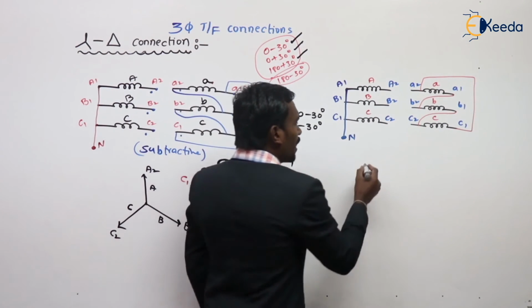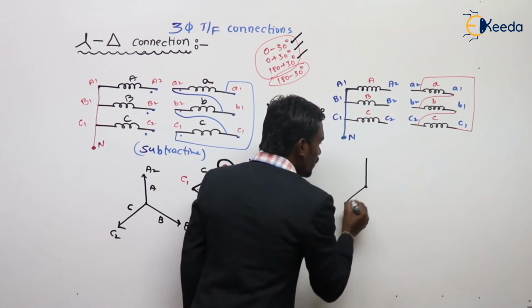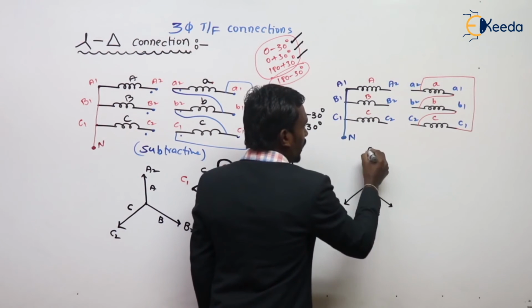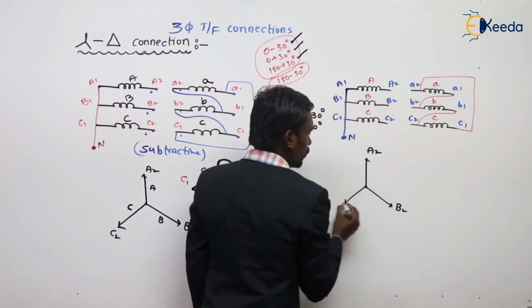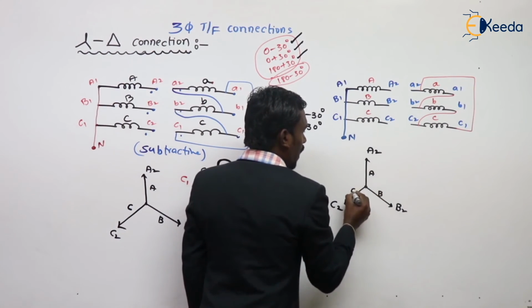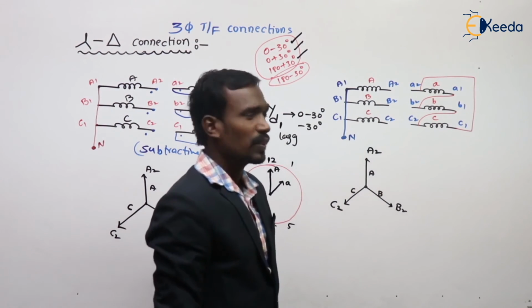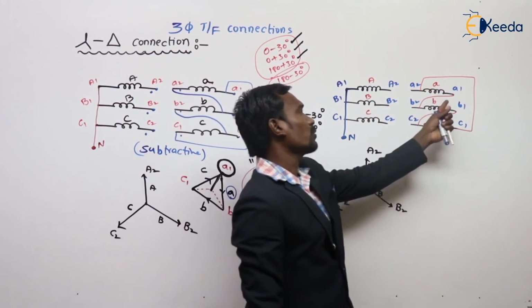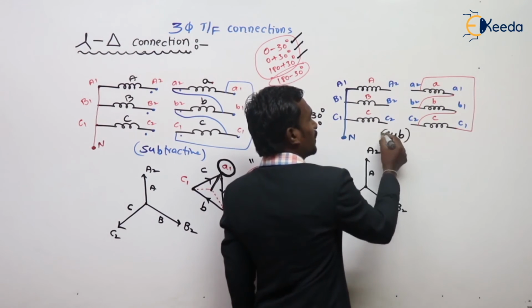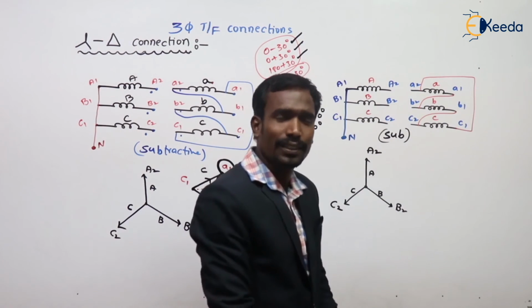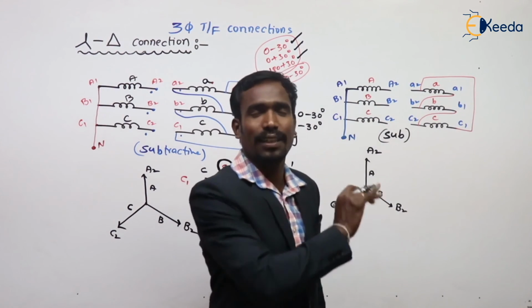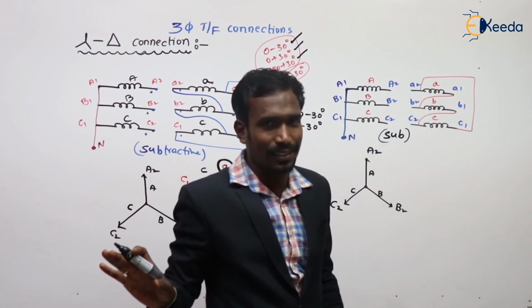Now take the arbitrary star. This is A2, this is B2, this is C2, this is A, this is B, and this is C. This is the arbitrary star. Now we have to draw the arbitrary delta. This is also a subtractive polarity, not additive polarity. In star delta, only the first one is additive polarity. All the remaining are subtractive polarities.